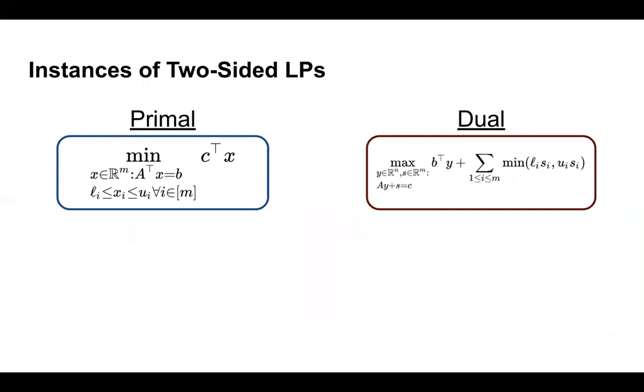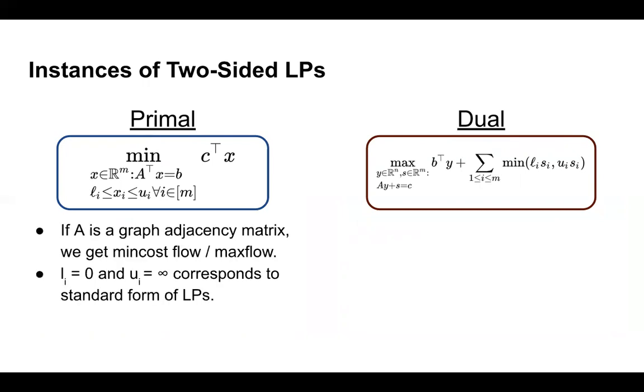To understand how two-sided linear programs imply all the applications I mentioned in the talk title, here's how. If A is a graph adjacency matrix, we actually get min cost flow or max flow. This is because c is the cost vector, x is the flow, A is the adjacency matrix, and l_i and u_i correspond to capacity lower bounds and capacity upper bounds on every edge. Additionally, if l_i is 0 and u_i equals infinity, this corresponds to the standard form of linear programs, where the constraint is just x at least 0 and A transpose x equals b.